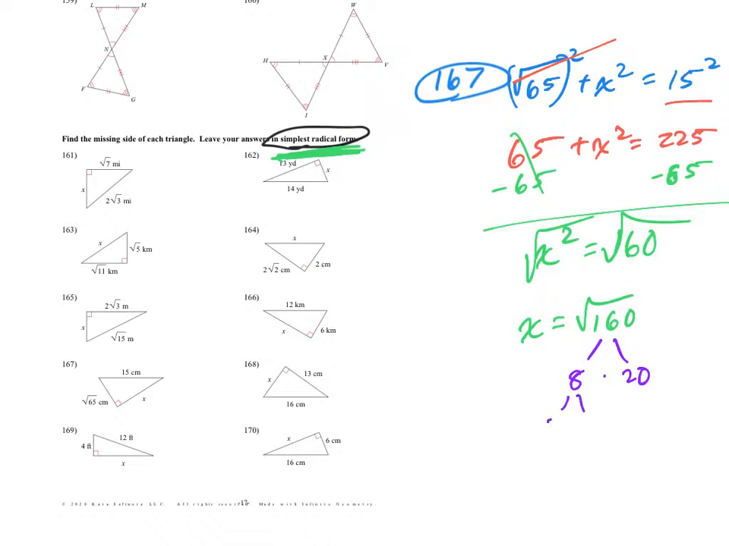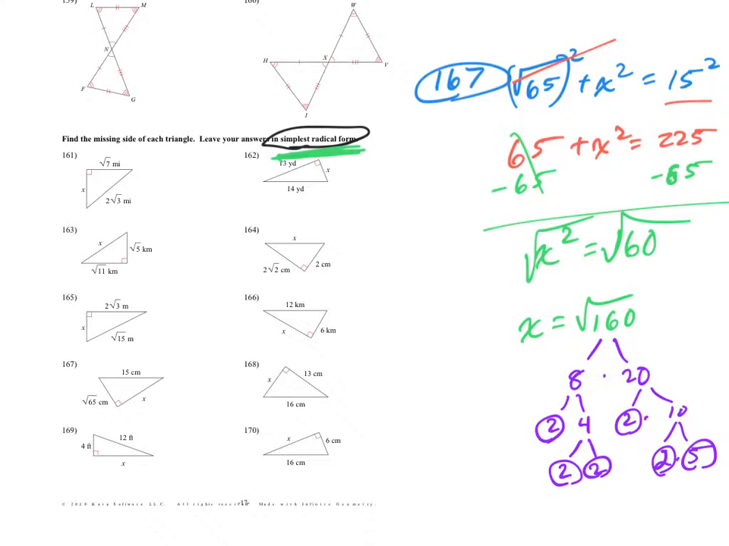8 will break down into 2 times 4. 2 is a prime number, so I'm going to go ahead and circle that. Break the 4 down into 2 times 2. Those are prime numbers, so go ahead and circle those. 20 is 2 times 10. So 2 is a prime number. Break the 10 down into 2 times 5. 2 is a prime number. 5 is a prime number.